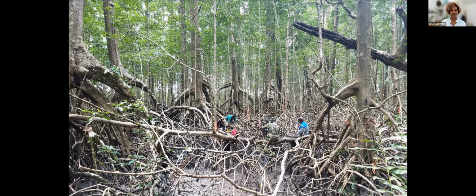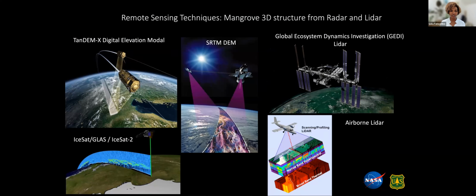So now I wanted to talk a little bit about some of the remote sensing techniques that we use. We've been working really extensively on estimating the three-dimensional structure of mangroves. And to do this, we use radar technology and LiDAR, which I'll talk a little bit more about later. But here I wanted to highlight some of the sensors that we work with.